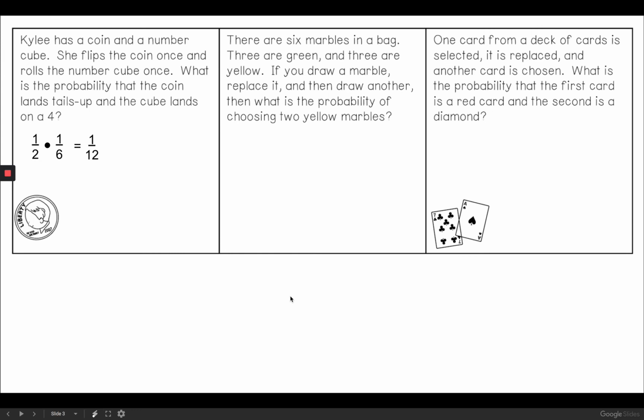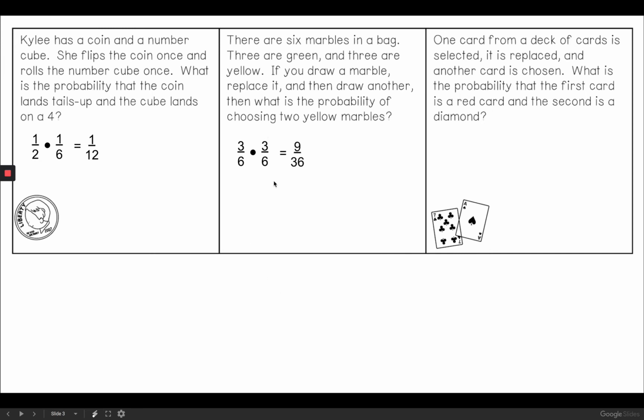All right, there are 6 marbles in a bag. There are 3 green and 3 yellow. If you draw a marble and replace it and then draw another marble, what's the probability of choosing 2 yellow marbles? Well, if there's 3 yellow out of 6 total marbles, that means I have a 3 out of 6 chance and a 3 out of 6 chance. If it were me, I would reduce that to 1/2, because 3 out of 6 is 1/2. That's 1/2. It'll make it easier.